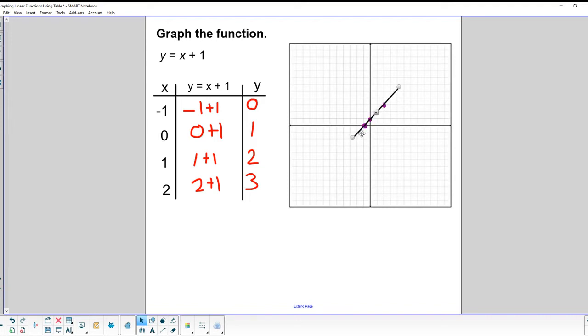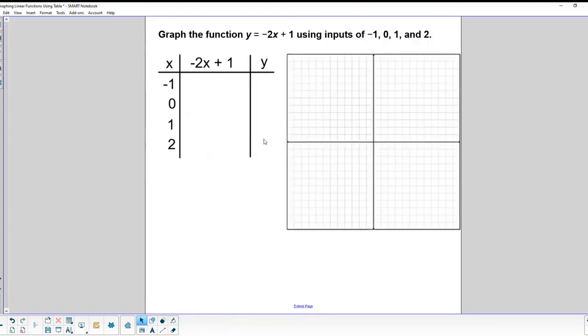So let's try a couple of others here. So moving along to the next slide. Here's our next function, y equals -2x plus 1. They've given us -1, 0, 1, and 2 to be our inputs, and we're going to calculate our outputs. So here we go, -2 times our input of -1, and then we'll add 1 to the result. Let's go ahead and set all of those up while we're at it.